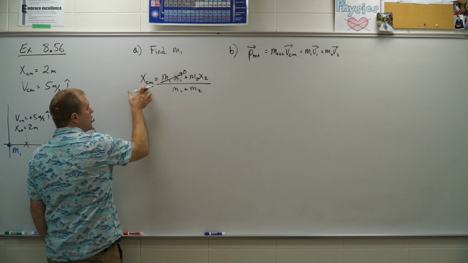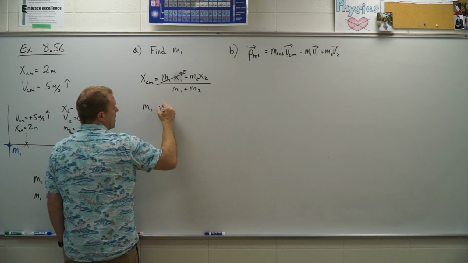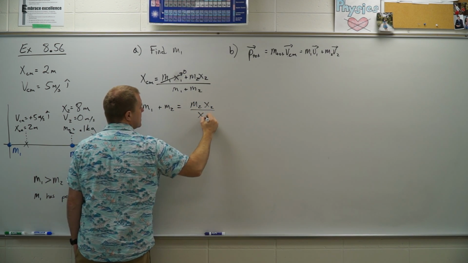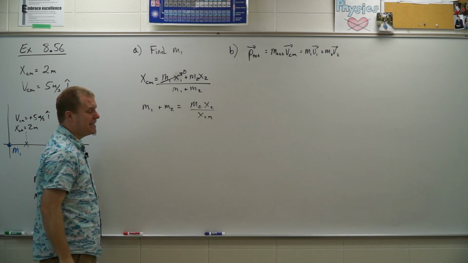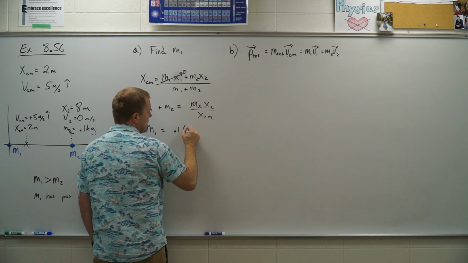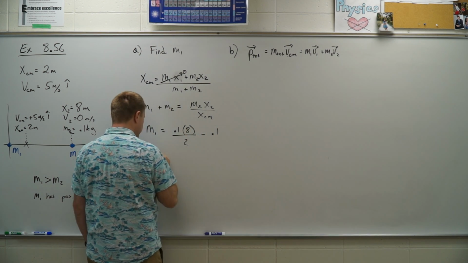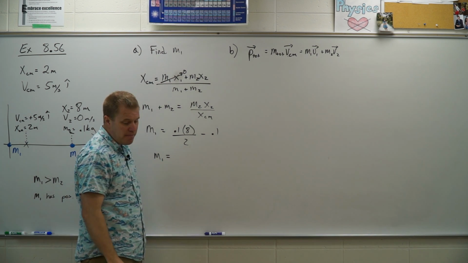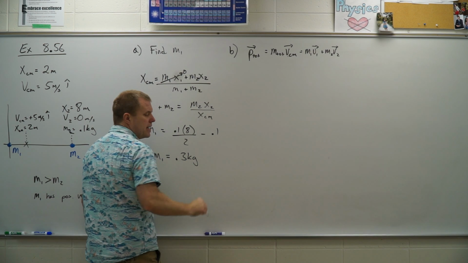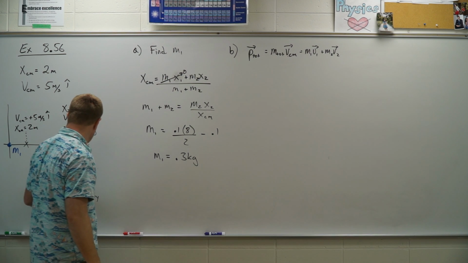So I'm going to multiply this term over here and divide the XCM over. So I have M1 plus M2 equals M2 x2 divided by XCM, and then subtract the M2 over. So M1 is going to be 0.1 times 8 divided by 2 minus 0.1. And so I find out the mass at the origin is 0.3 kilograms. Okay, fair enough. Makes sense, it is larger.